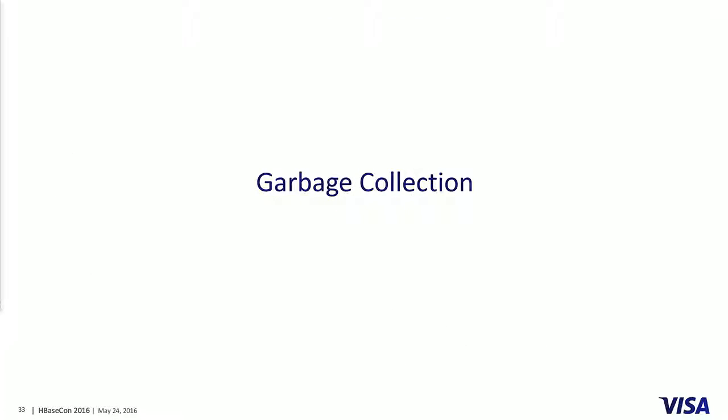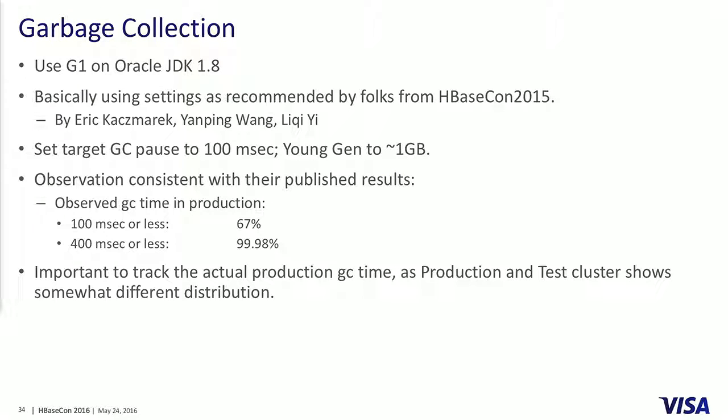I'd like to touch upon the garbage collection quickly here. And indeed, thanks to the sessions last year here, we didn't spend too much time in it. We just read the paper and did it accordingly. So things work pretty much out of the box with an appropriate setting. We set the target to 100 milliseconds and YoungGen to 1 gigabyte. And the observation is pretty consistent with the published result. 100 milliseconds is 2/3 of the time. 99.98 percentile is 400 milliseconds.